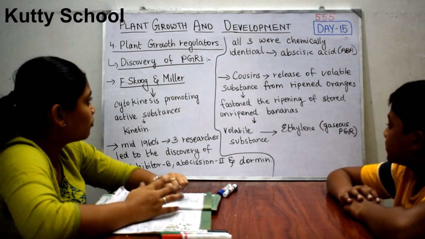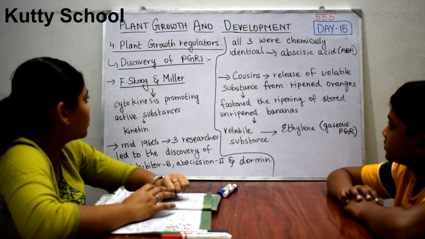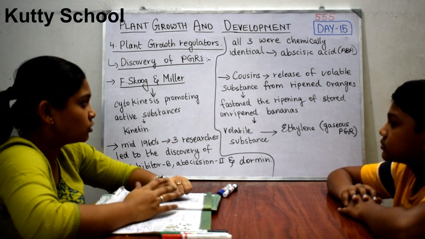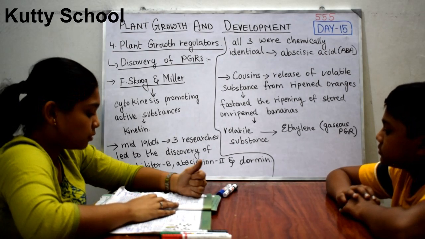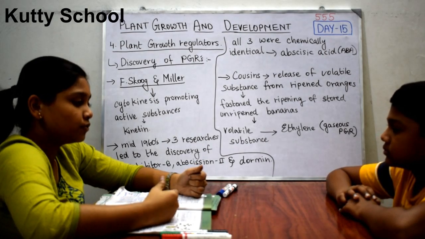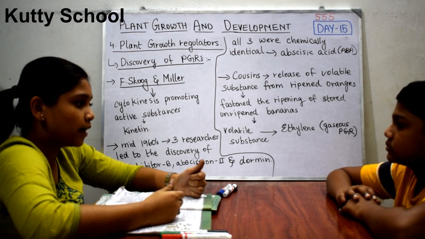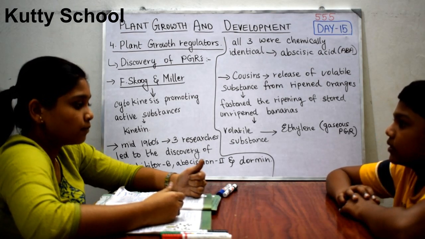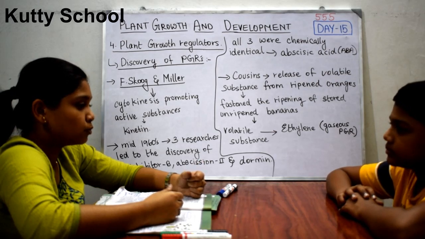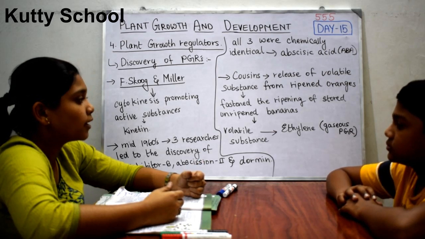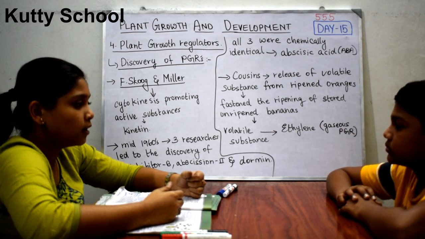So up till now we have seen the discoveries of all the 5 plant growth regulators: auxins, gibberellins, cytokinins, ethylene and abscisic acid. Next we will be seeing the physiological effects of plant growth regulators, the last subtopic. What each plant growth regulator is doing, what their activities are, we will be studying separately.